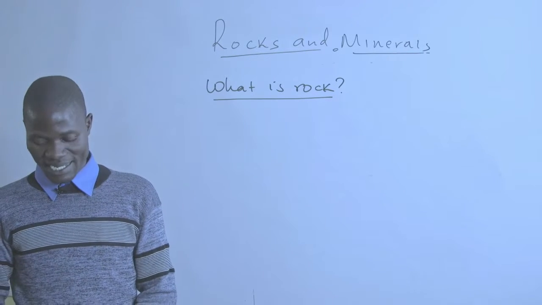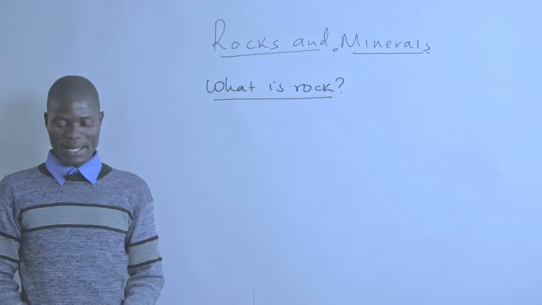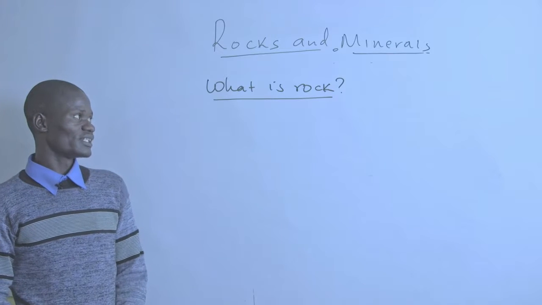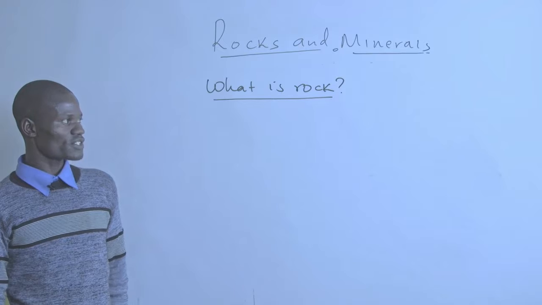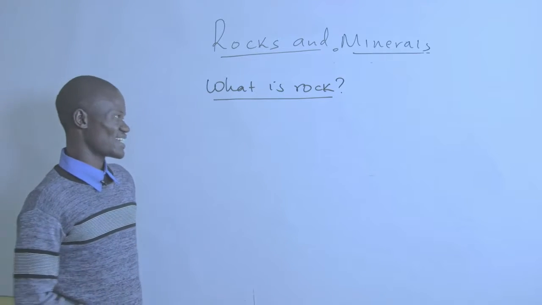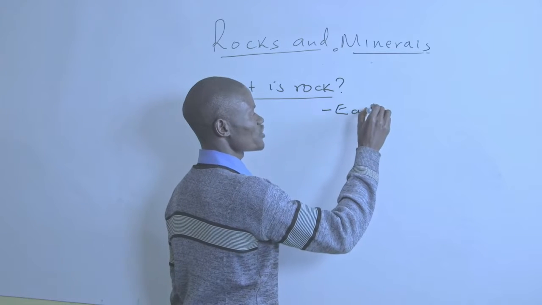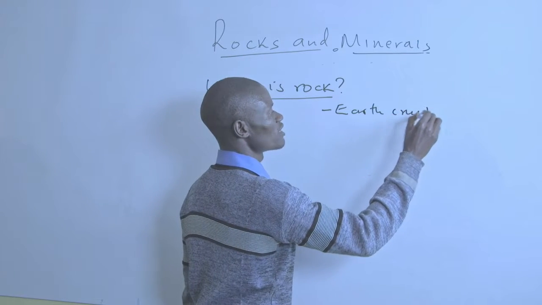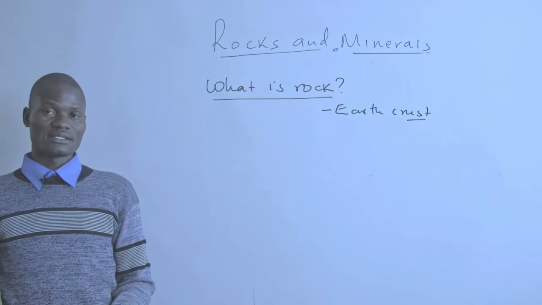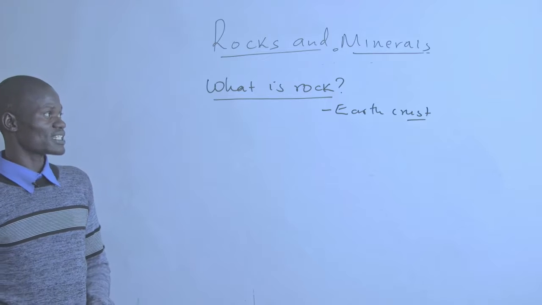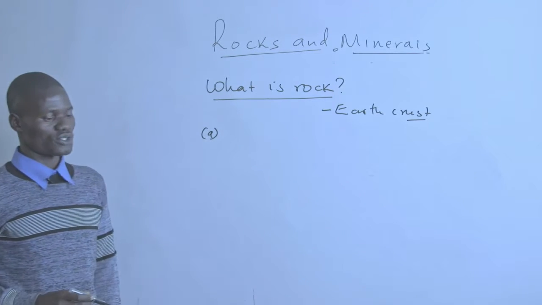A rock is an aggregate of mineral particles that forms part of the earth crust. Now remember here, the word earth crust has been borrowed from the structure of the earth. And majorly rocks are classified into three. There are three classes of rocks.